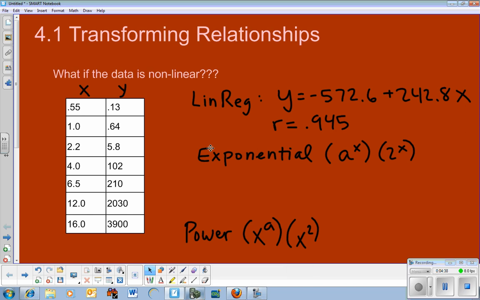And certain real-life scenarios fit into each one. If your bank account's growing, that's exponential. Like this example where we're doing length versus mass, that's going to be more like power.